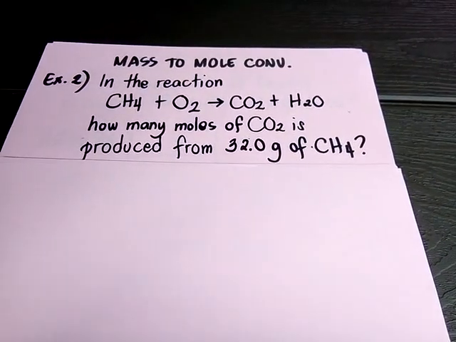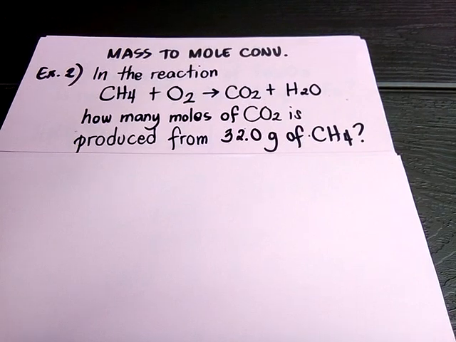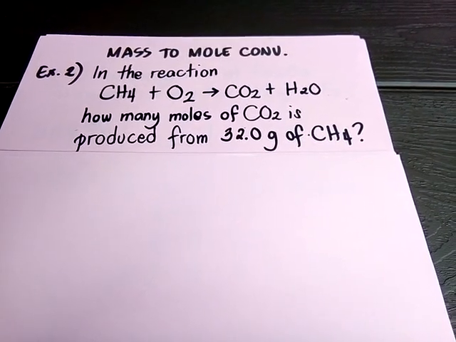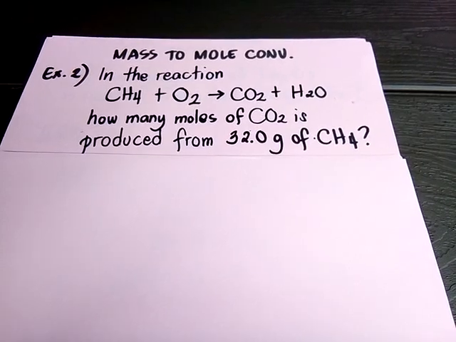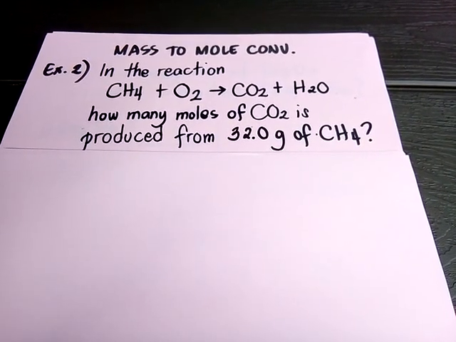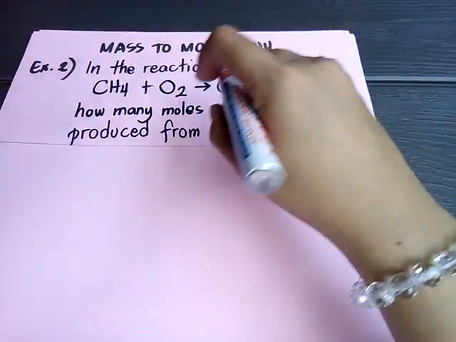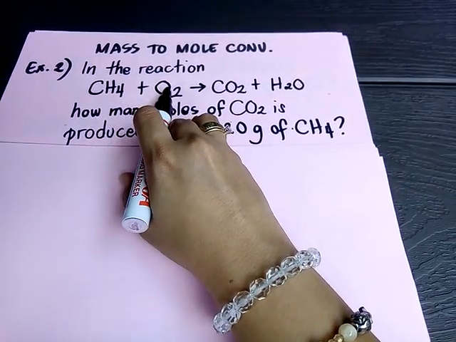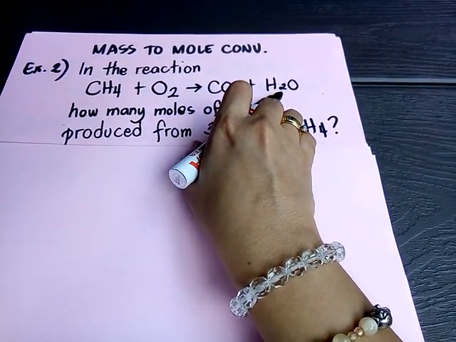This is our second problem for mass to mole conversion. In the reaction CH4 plus O2 yields CO2 plus H2O, how many moles of CO2 is produced from 32 grams of CH4? So this is a combustion reaction where methane reacted with oxygen to form carbon dioxide and water.